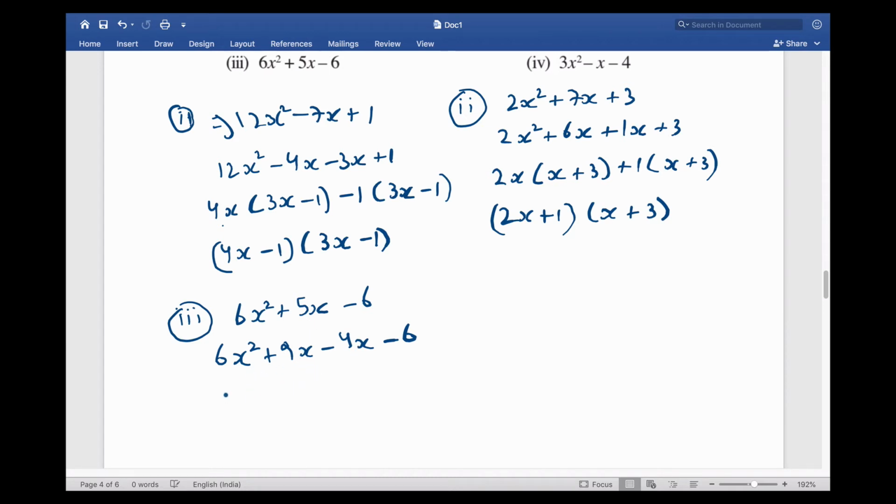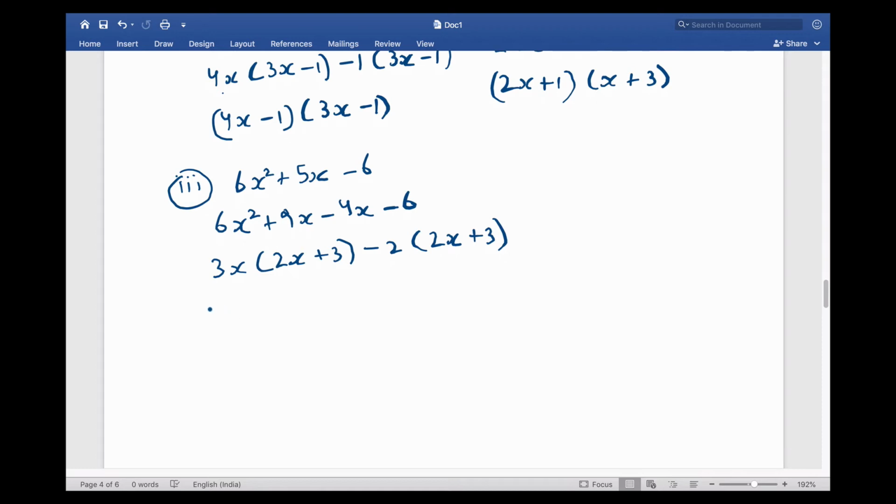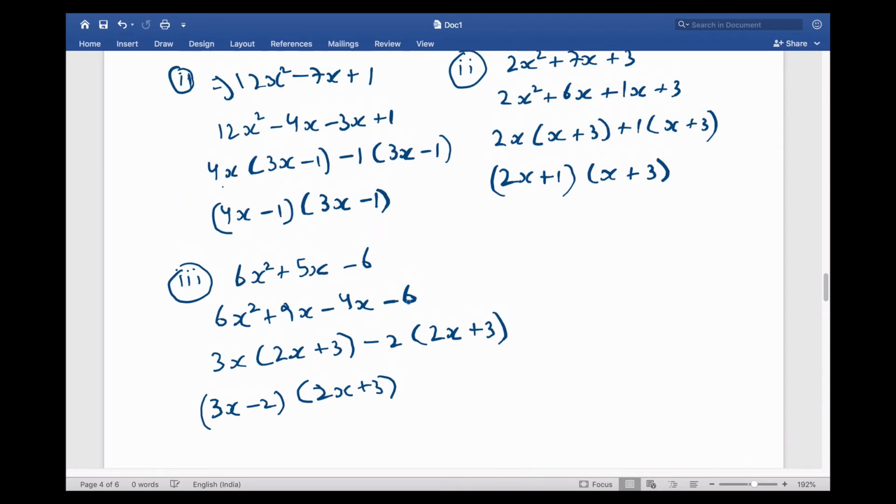So 3x is common here and I'm left with 2x plus 3. Over here minus 2 is common and I'm left with 2x plus 3, because minus 2 into plus 3 gives me back minus 6. So my factor will be 3x minus 2 multiplied by 2x plus 3. Now the fourth part is left.